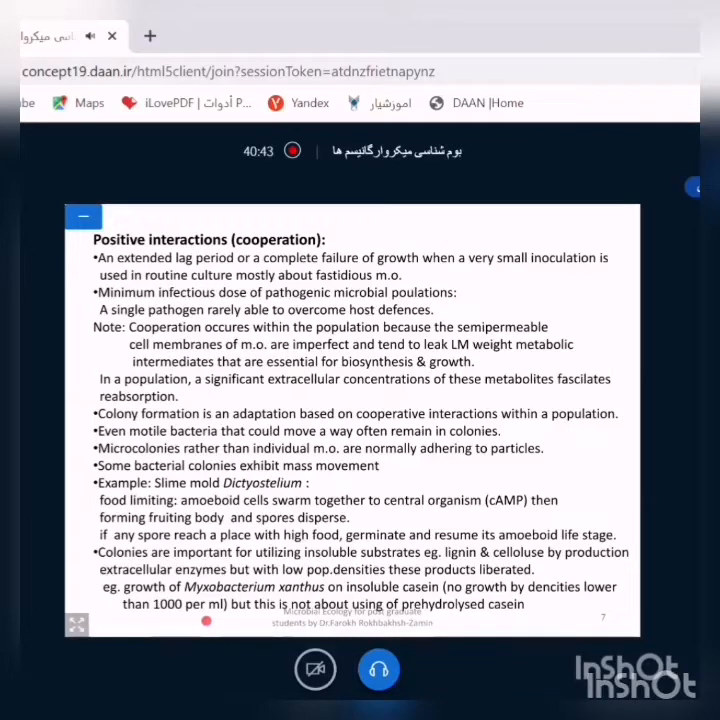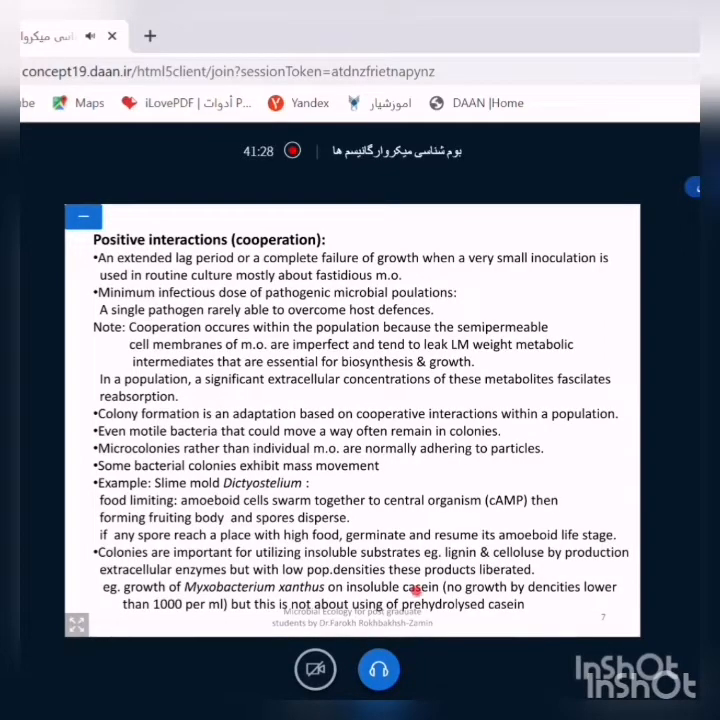So when do we have growth? If the number of Myxobacterium xanthus is higher than 1,000 bacteria per milliliter, they can grow. What can we understand? If they are more than 1,000 per milliliter, by positive interactions, by cooperation, they can use casein and receive sufficient substrate for life. If they are less than 1,000, it is not so, and all of them will die.